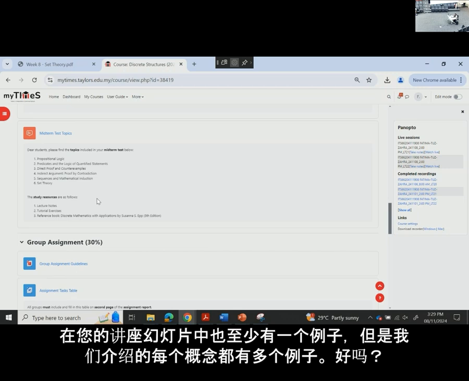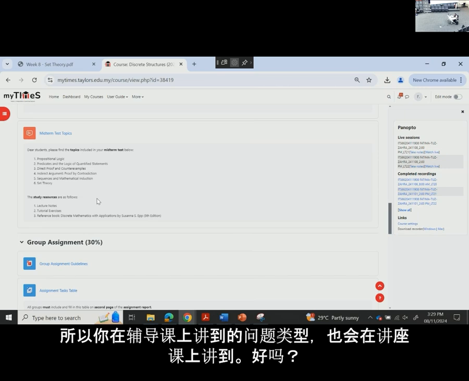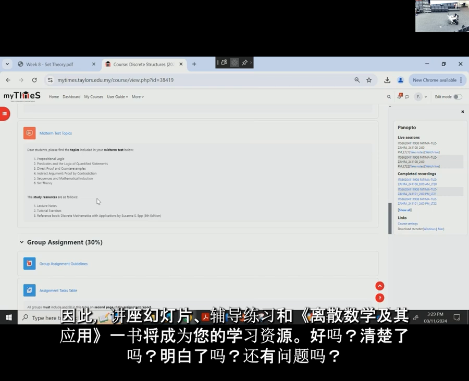In your lecture slides, there is at least one example, but there is often more than one example for each concept that we cover, okay? So the types of questions that you cover in your tutorial classes are also taught to you during your lecture class, okay? So lecture slides, tutorial exercises, and your Discrete Mathematics with Applications book, that will be your study resources, okay? Clear? Understand?